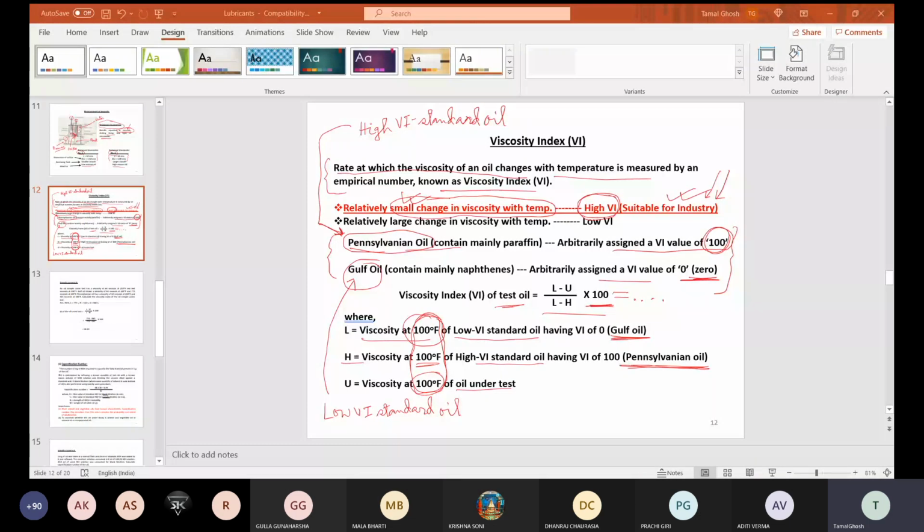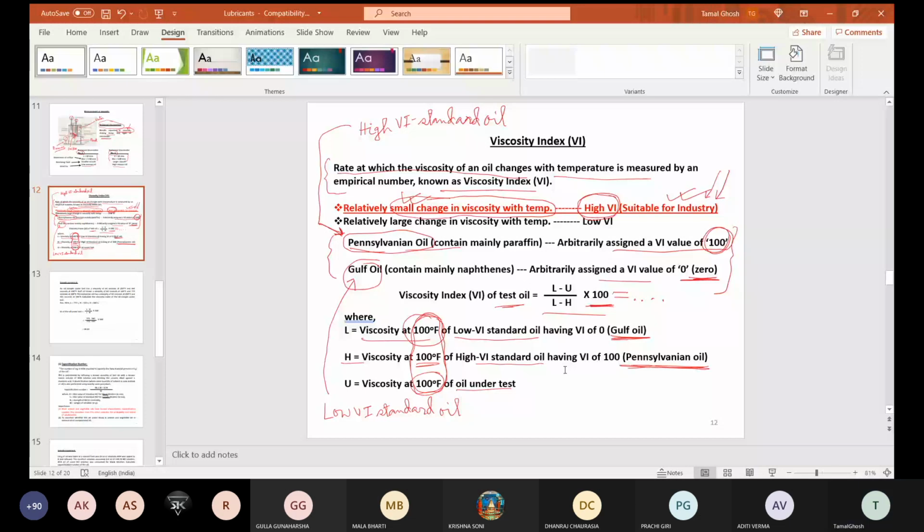So this was our viscosity index calculation. Slide number 12 is visible. Okay, so now going to the sample numerical. This is the numerical.